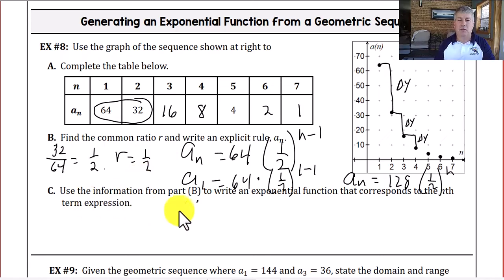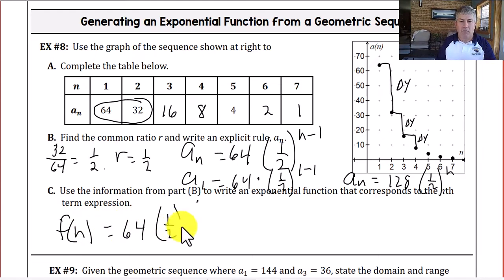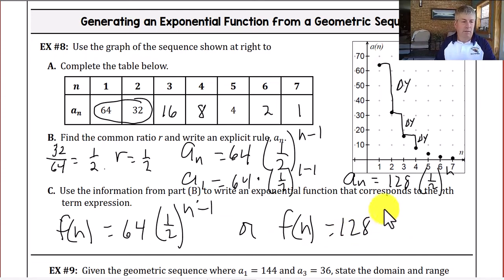And then it says, use the information from part B to write an exponential function that corresponds to the nth term. So we're just going to put this in function notation. f(n) equals 64 times 1/2 all raised to the n minus 1, or f(n) equals 128 times 1/2, our ratio, raised to the nth power.